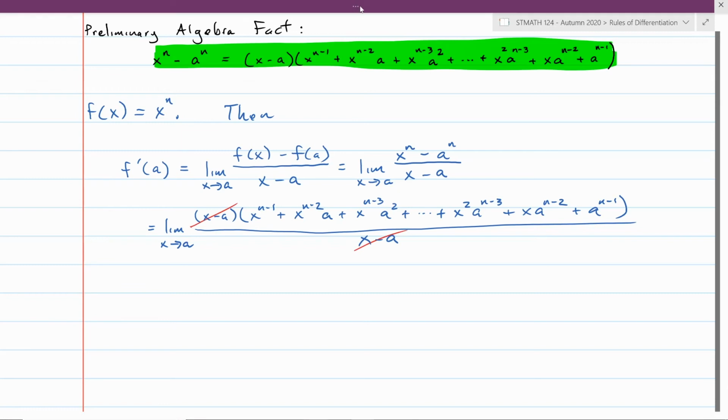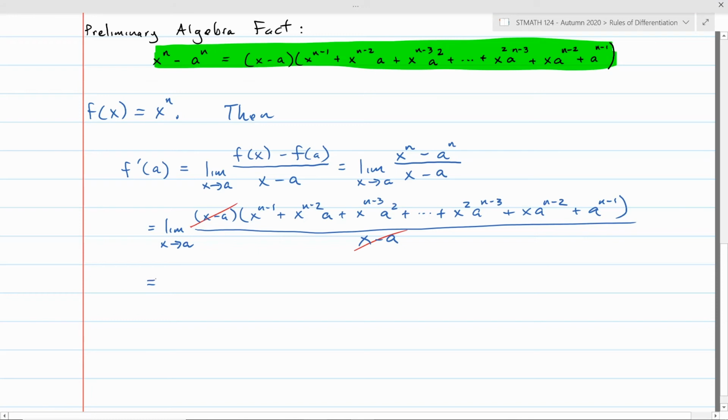And the problem in the definition of derivative, the reason you can't do just direct substitution all the time, is because you always get 0 in the denominator when you try to substitute in x equals a or h equals 0, depending on the version of derivative you're using. But now we've got that canceled off, and let's see what we've got left here.